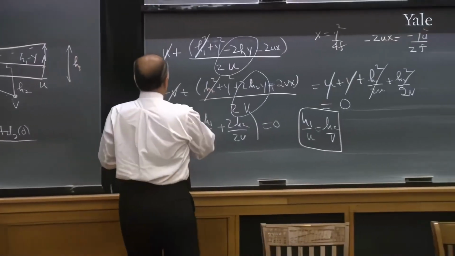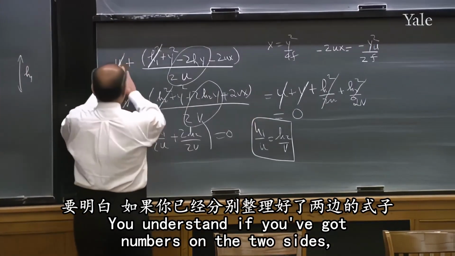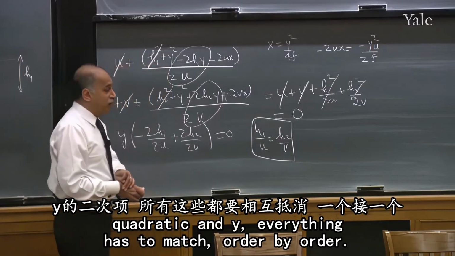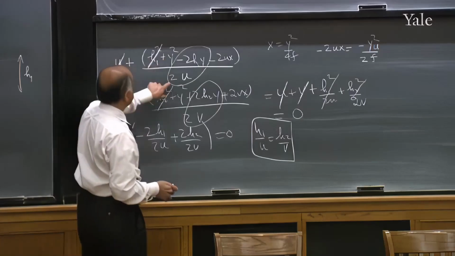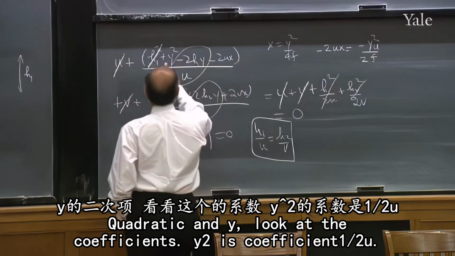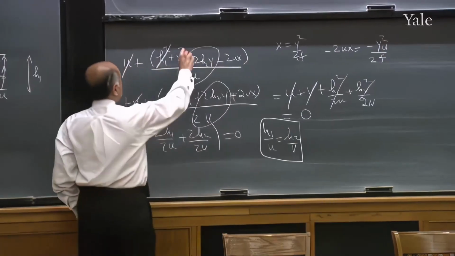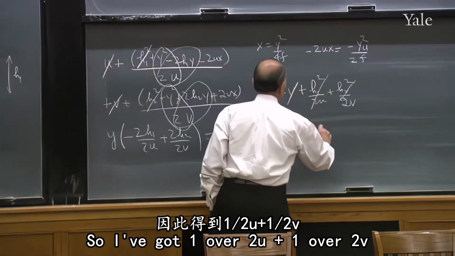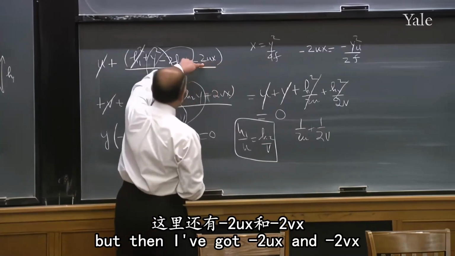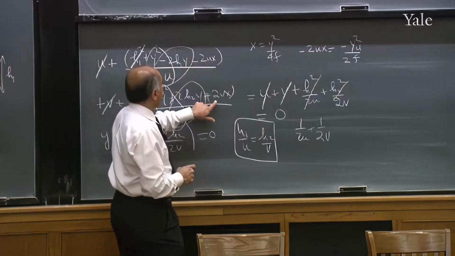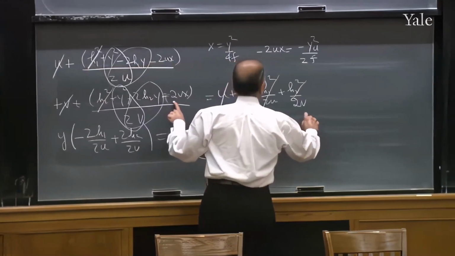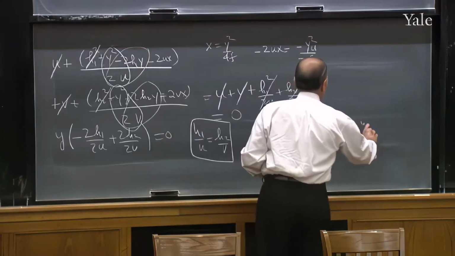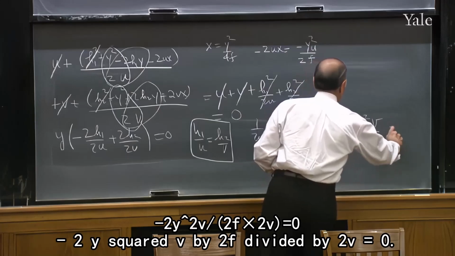You understand? So if you got numbers on the two sides, big numbers, square of small numbers, then linear in y, quadratic in y, everything has to match order by order. So this is a linear in y term. What is a quadratic in y term? Look at the coefficients. Y squared has coefficient 1 over 2u. You see that? And this one has 1 over 2v, coefficient of y squared. So I got 1 over 2u plus 1 over 2v. But then I got minus 2ux and minus 2vx. So what is minus 2ux? It is minus y squared u over 2f divided by 2u, minus y squared v over 2f divided by 2v, equal to 0.